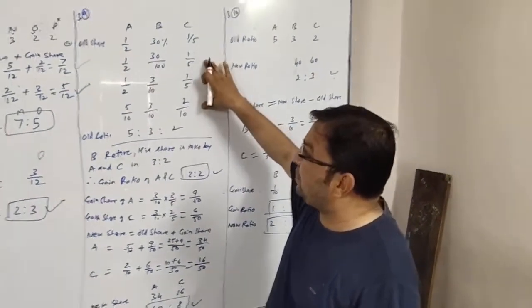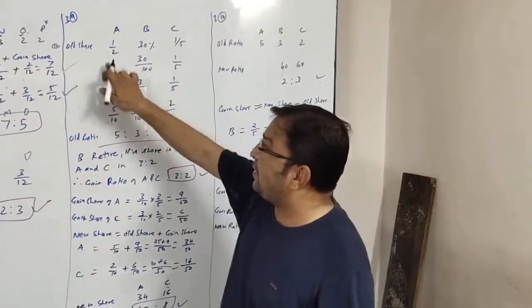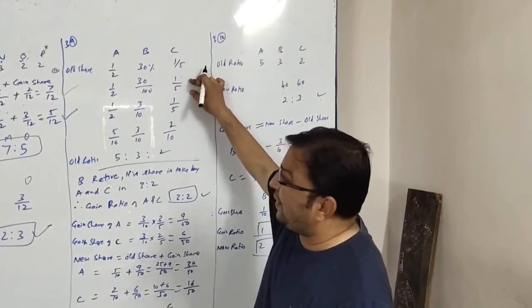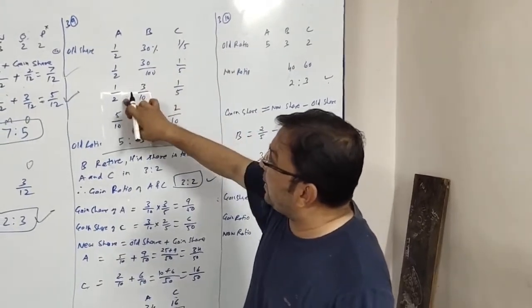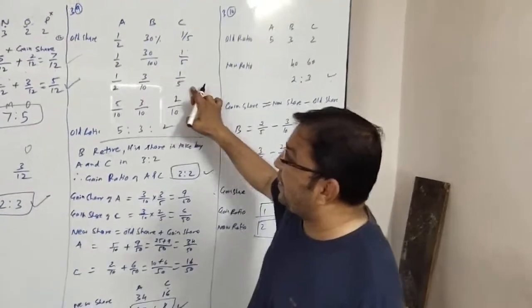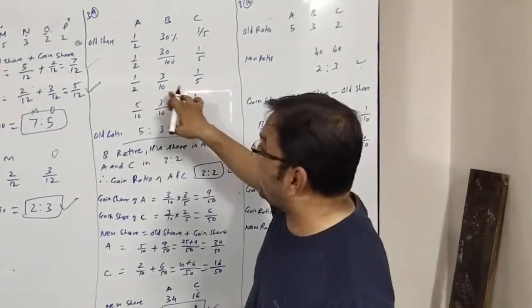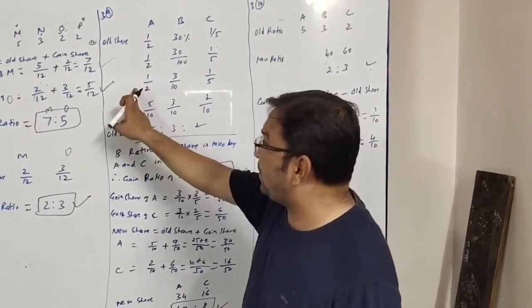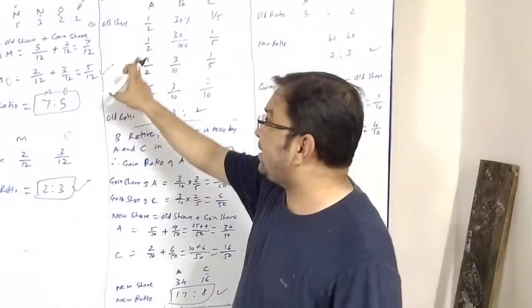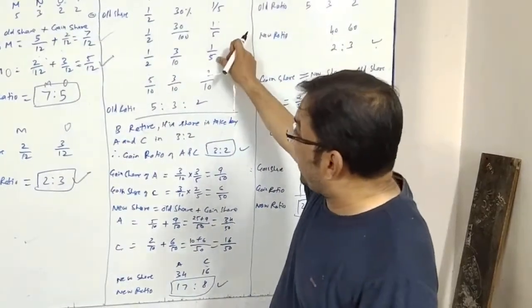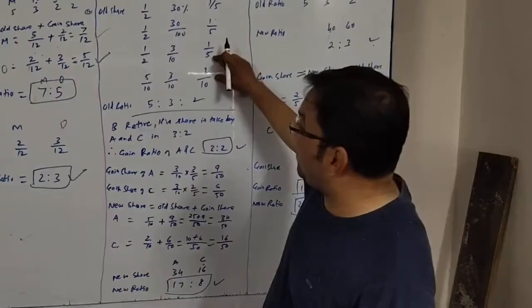So first of all we will change the form of this 30%. 1 by 2, 30% will be 30 upon 100, that is 3 upon 10, and 1 by 5. Now let's make the denominators equal. 10 will be the LCM. So here we will multiply 1 by 2 by 5 because we want 10 in the denominator, giving 5 upon 10, 3 upon 10, and here we multiply by 2.